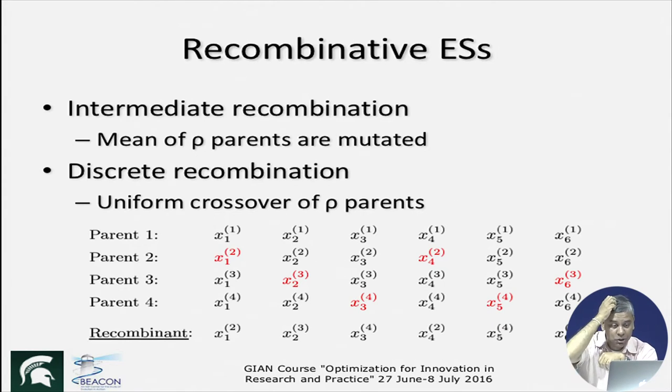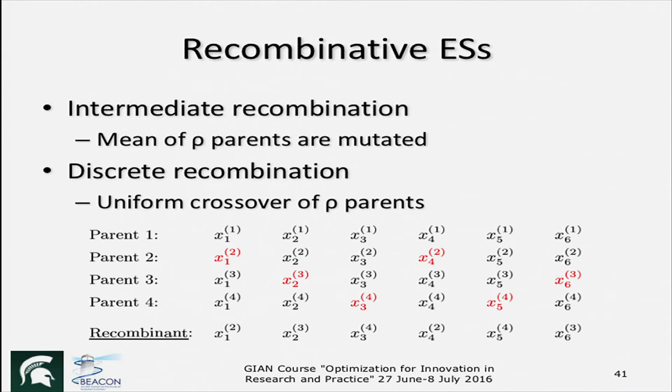All right. Once they realized that they have a population, they could do recombination. So they introduced two kinds of recombination. One is the intermediate recombination, the other is discrete. The intermediate was, I think one of you had suggested, why don't we take an average, which is basically the same thing. So they do a multi-parent recombination. They have a population size, let's say mu is 20, but then they choose rho, the number of parents you take for recombination. So rho could be 4 in this example. You pick 4 solutions from your population. This is one solution, 6 variables, another solution, 6 variables, and so on.